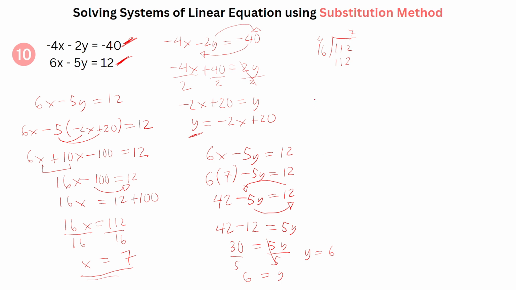Okay, so our final answer should be again in the form of x comma y. So it's gonna be x is 7 and y is 6, so 7 comma 6. That's our final answer. So again, regarding this topic, we have two videos of this. This is part 2. So what I want you to do is to please try to practice answering first on your own. You can pause the video, and then you can just check after you answer it on your own. Okay, so I hope this one will be able to help you in understanding how to solve systems of linear equations using the substitution method.